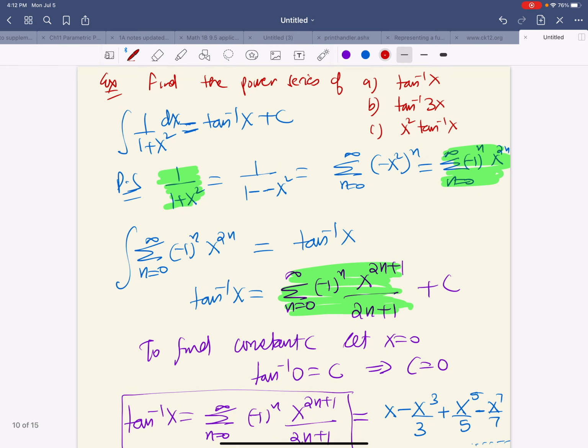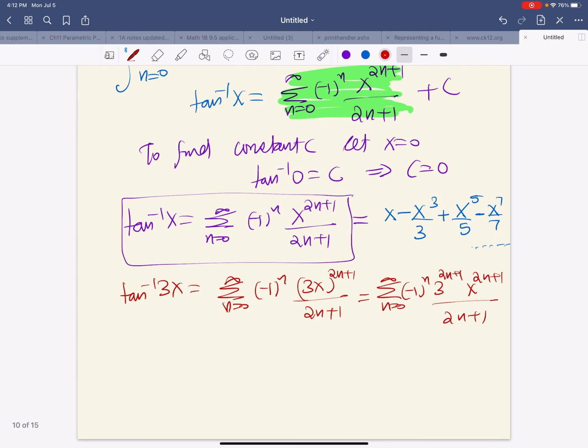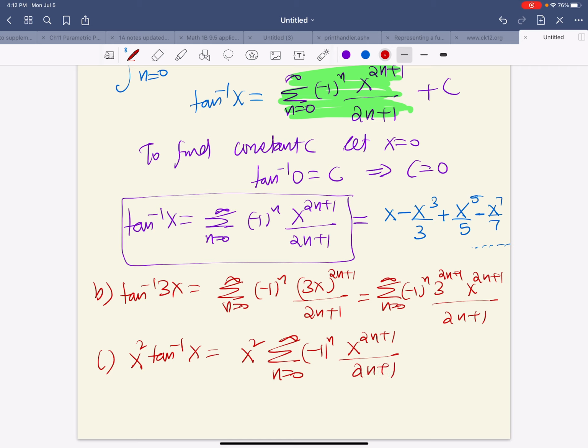Now we want the power series for x squared tangent inverse x. So that was part B. For part C, x squared tangent inverse x. That would be x squared times the summation n equals 0 to infinity, negative 1 to the power n, x to the power 2n plus 1 over 2n plus 1. So I have x to the second power here and x to the 2n plus 1 here.